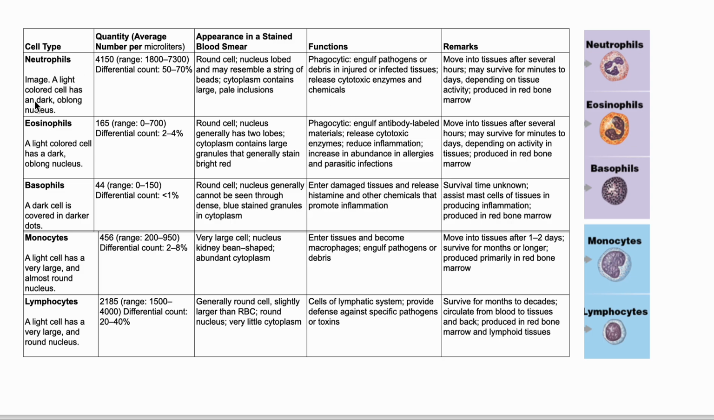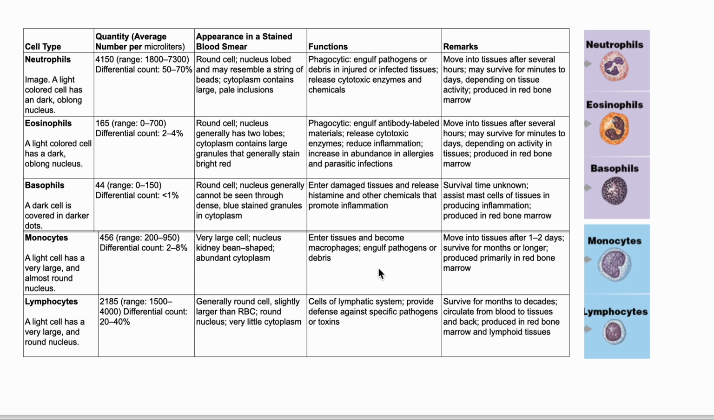So we know that neutrophils play a really important role in bacterial infections by engulfing pathogens and destroying them. Eosinophils play a really important role in parasitic infections and allergens. They also may help reduce inflammation. Basophils are going to release histamine and other chemicals that promote inflammation, which, while we always think of inflammation as negative, it does play an essential role in tissue injury and healing.